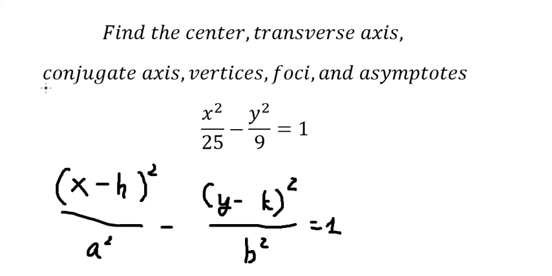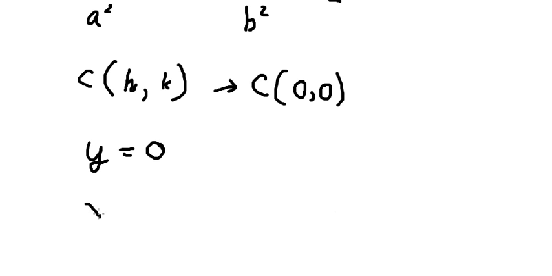The next one, conjugate axis. The conjugate axis should be x. And this one should go through the center, so we have 0 in here. And x equals to 0.